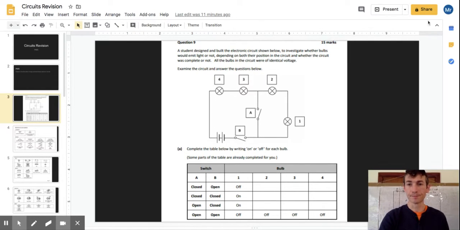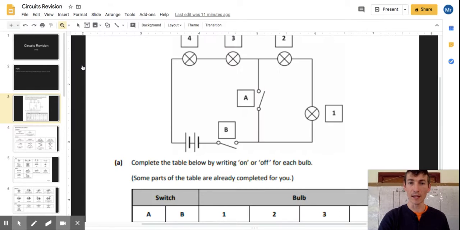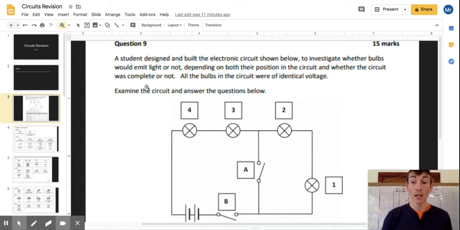First things first, let's read the question and figure out what it is even asking us. A student designed and built the electronic circuit shown below to investigate whether bulbs would emit light or not, depending on both their position in the circuit and whether the circuit was complete or not. All of the bulbs in the circuit were of identical voltage. Examine this circuit and answer the questions below.